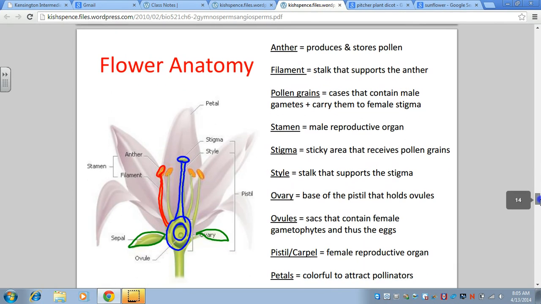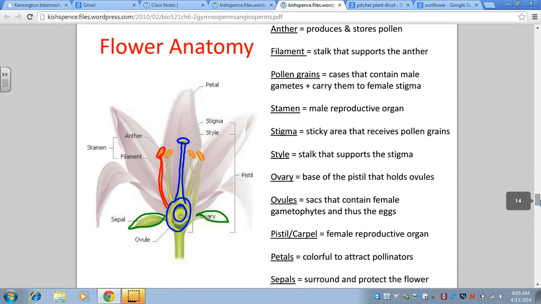Now we're going to take a look at the parts of a flower. So the flower is the reproductive structure in the flowering plant.